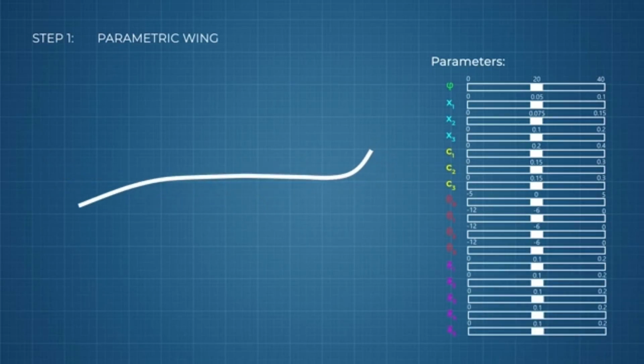Five variables define the wing's vertical curve along the span, so the design can explore the pros and cons compared to a fully straight wing.